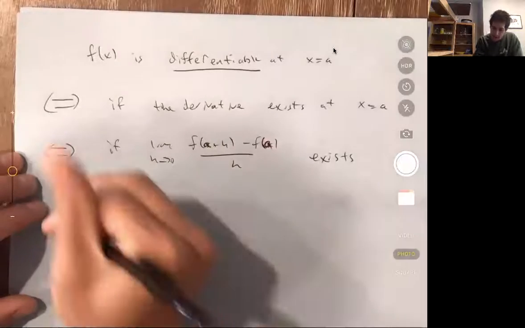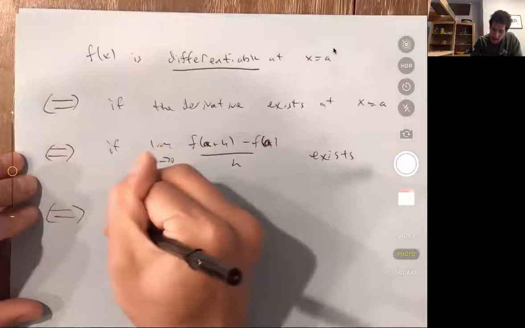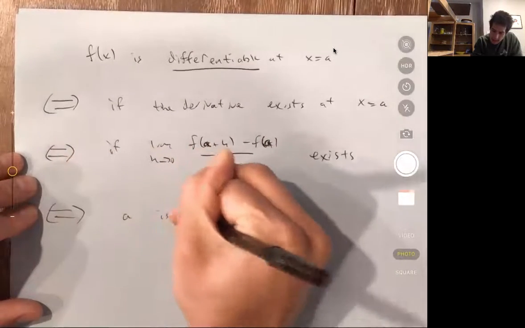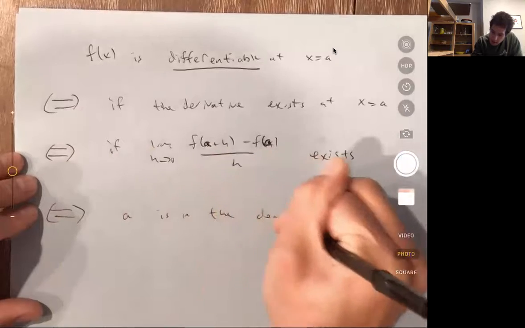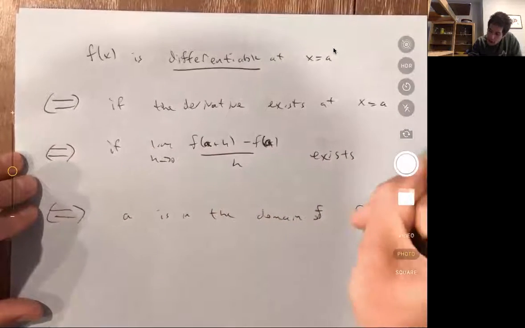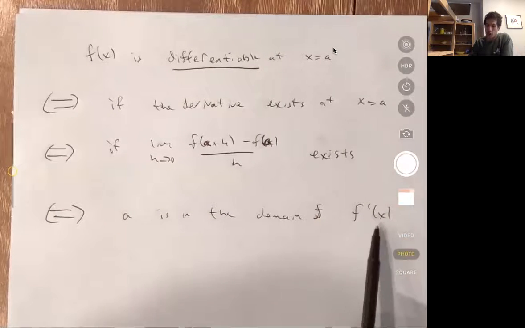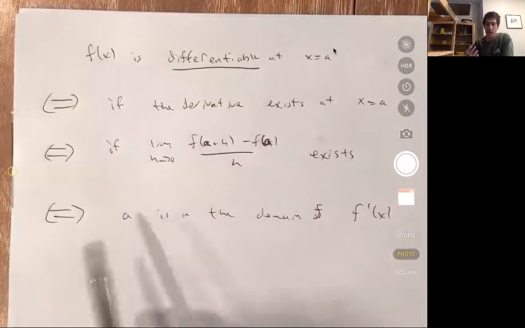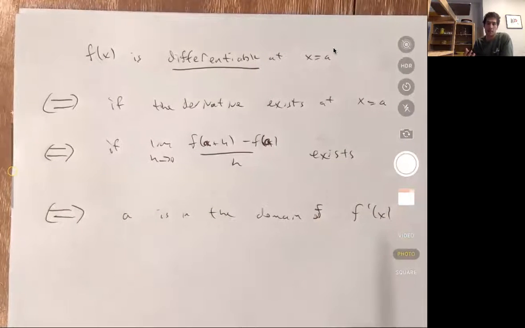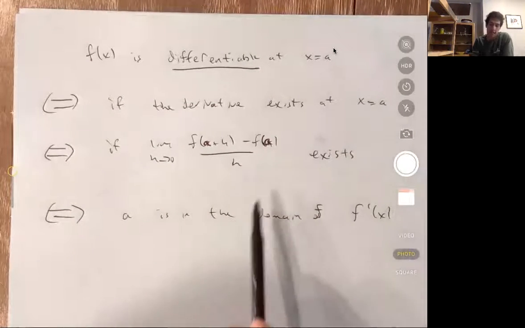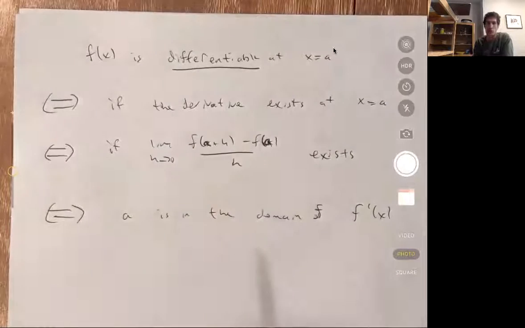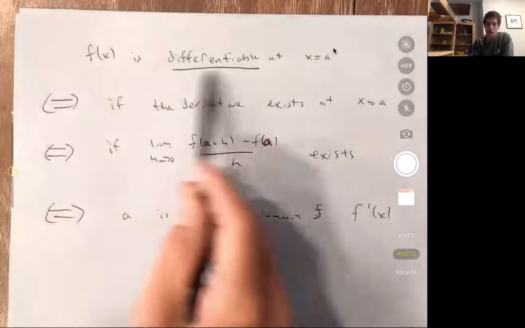And this is the same thing as saying that a is in the domain of the function f prime of x. So when I think of f prime as a function, the derivative is a function, then saying a is in the domain means that the derivative is defined at that point a, which means that the derivative exists there, and so it's the same thing as saying differentiable. So these four things all mean exactly the same thing, and the word that we use for that is differentiable.